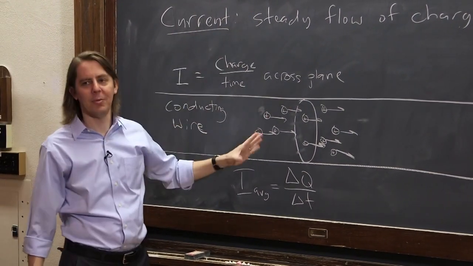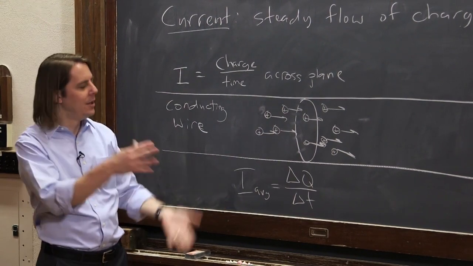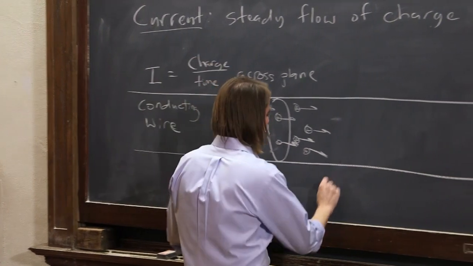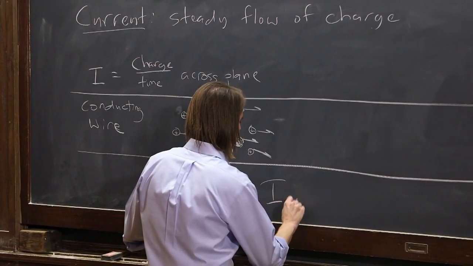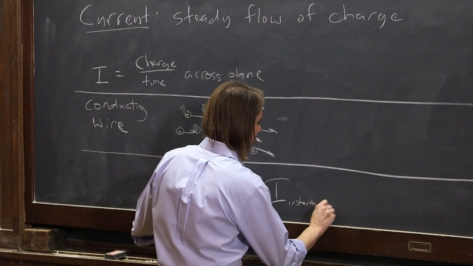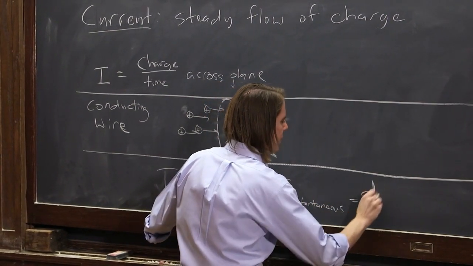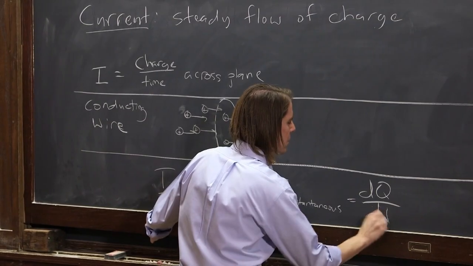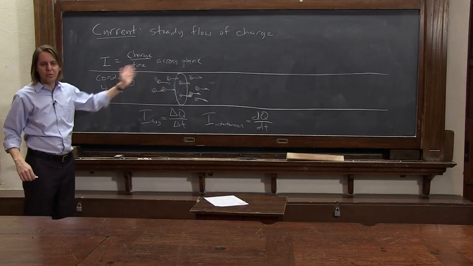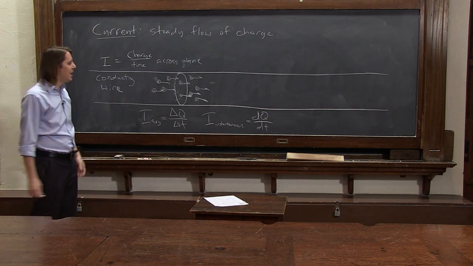Maybe it's pulsing or something. You just wanted the average. Take a long time, count how many coulombs go across. There's also the instantaneous current, I instantaneous. And that's the derivative dq/dt. If you had some expression for the charge as a function of time as it moves across the plane, it would be dq/dt. I'm just showing you both of these.